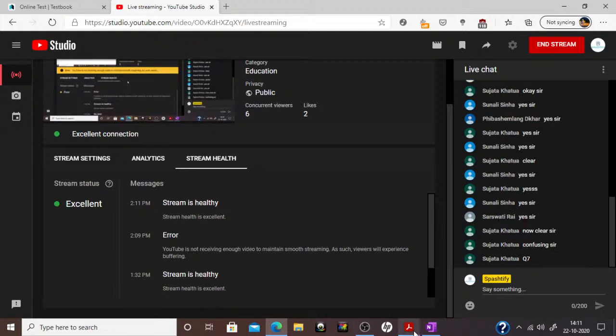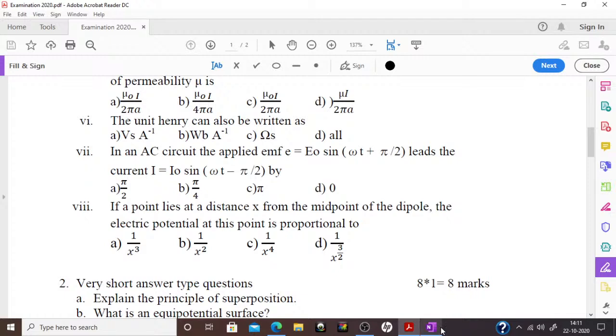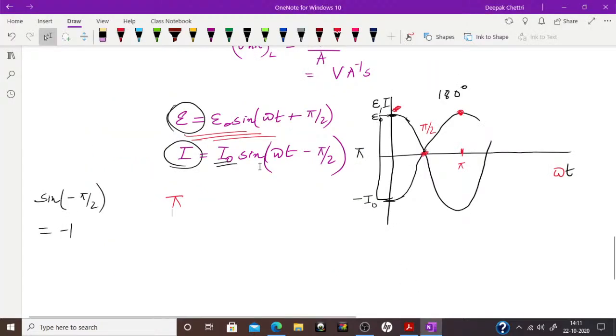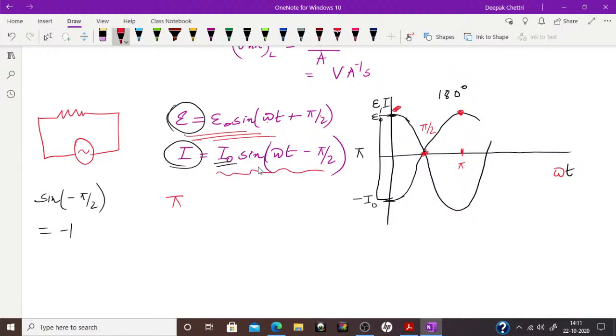Question number 7. So again, the question is, suppose you have a supply, a circuit like this, and you have an alternating supply given by this equation, E is equal to E naught sine omega t plus pi by 2, and because of this you will get a current, and that current is this one. Now look at the equation, they will not flow together, understand, there will be a gap between these two.